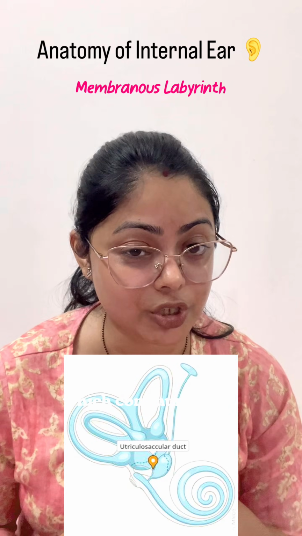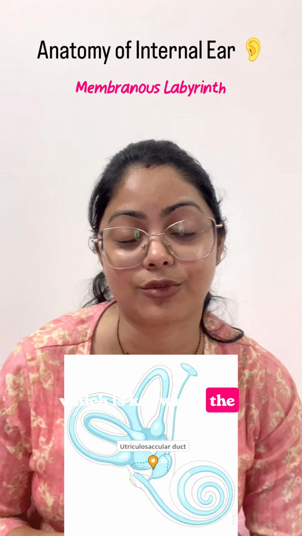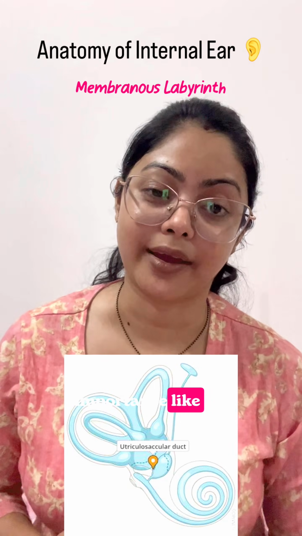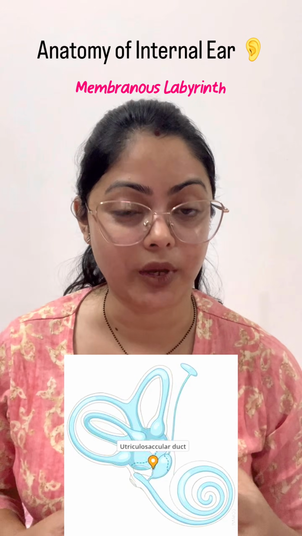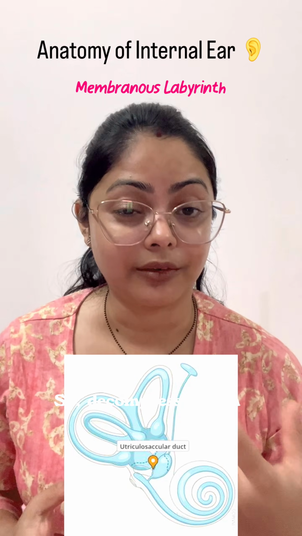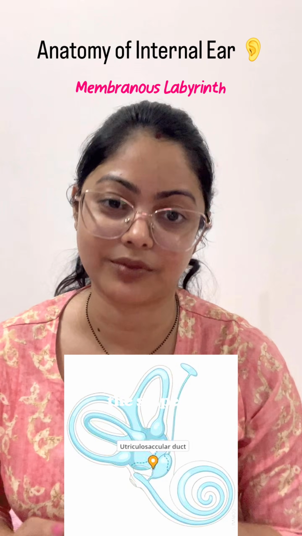And there is a duct which communicates the utricle to the saccule, which is known as the utriculosaccular duct. Here is a surgical importance. Like in venous disease, the distended saccule lies against the oval window. So, in case of decompression, it can be done by perforating the footplate of the stapes.